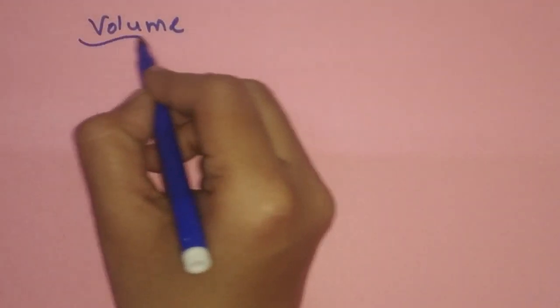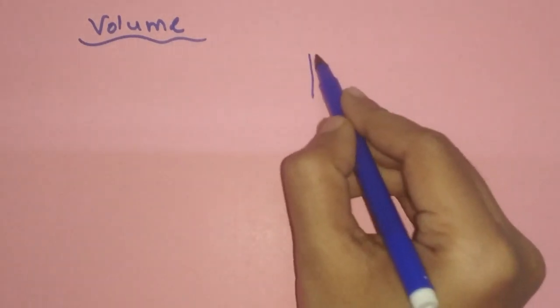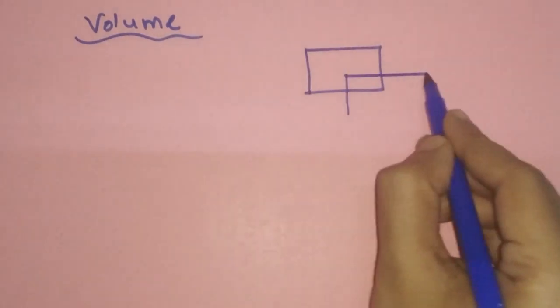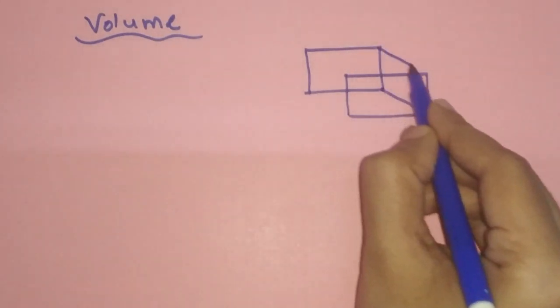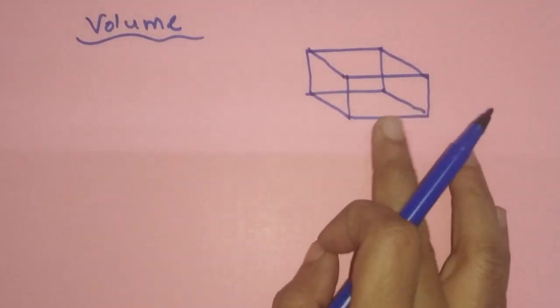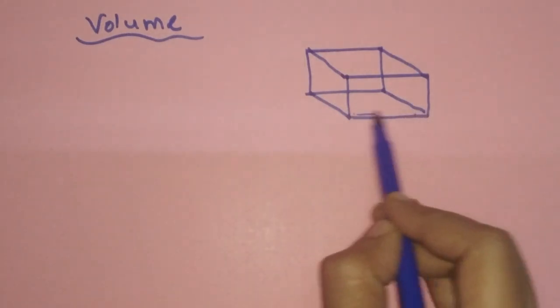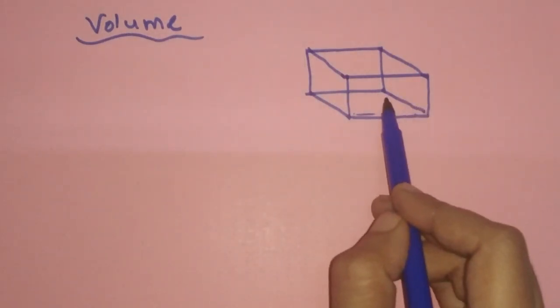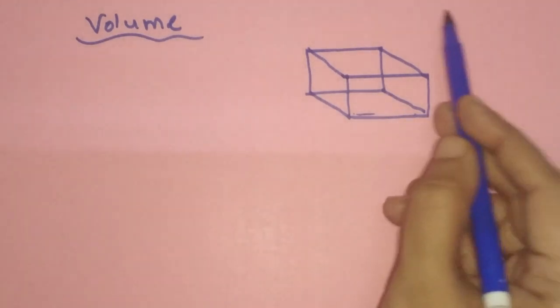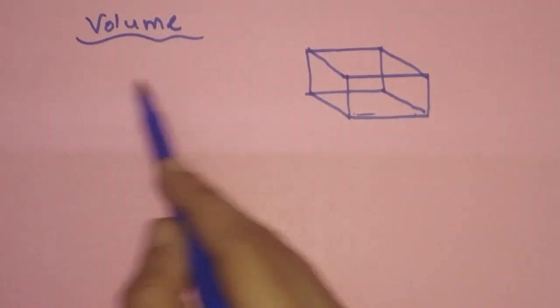So friends, what does it mean, volume? In our last session we have seen the surface area of any solid. Suppose I am going to draw one solid here. If I say to paint the walls of this solid, you need its surface area. But if I say fill it with water or any boxes, then you need its volume. So volume is what?